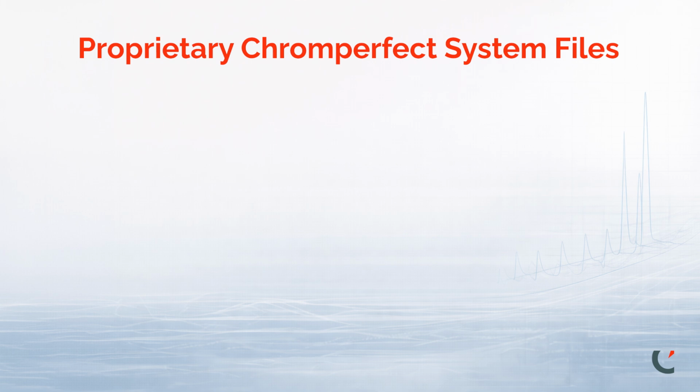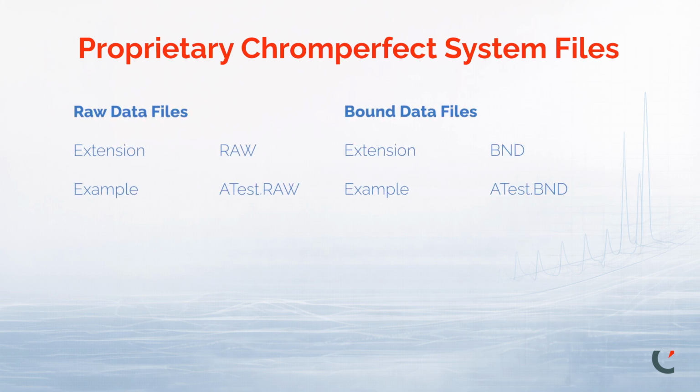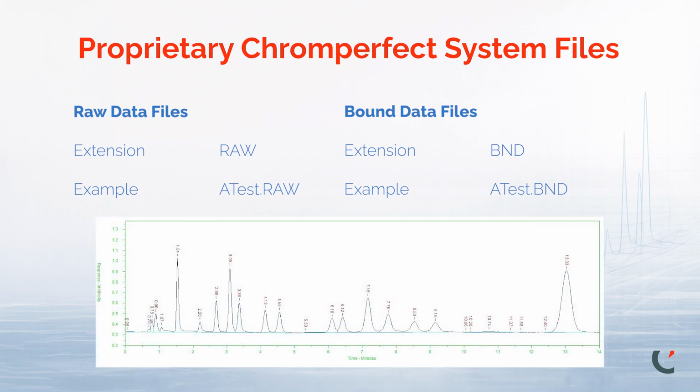We begin with the data files. There are two types of data files in Chromperfect: the raw data file with the extension .raw and the bound data file with the extension .bnd. A raw data file is created immediately after acquisition has completed. It contains the recorded chromatographic signal exactly as it was sampled from the instrument. The sampling rate, runtime, channel assignment, and any acquisition-level parameters determine what is stored in this file.